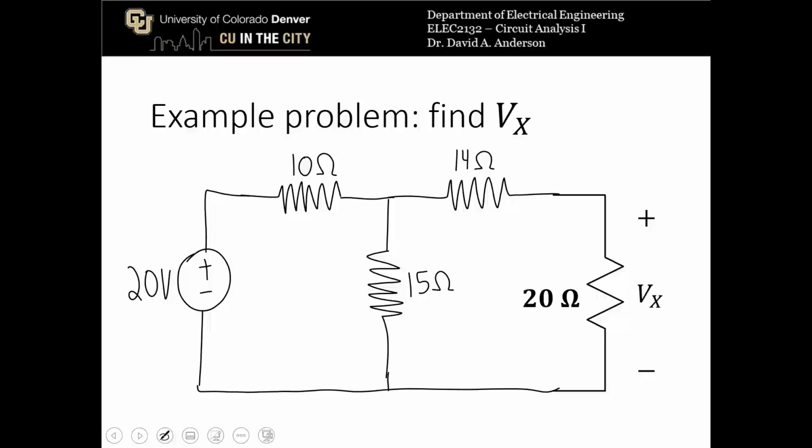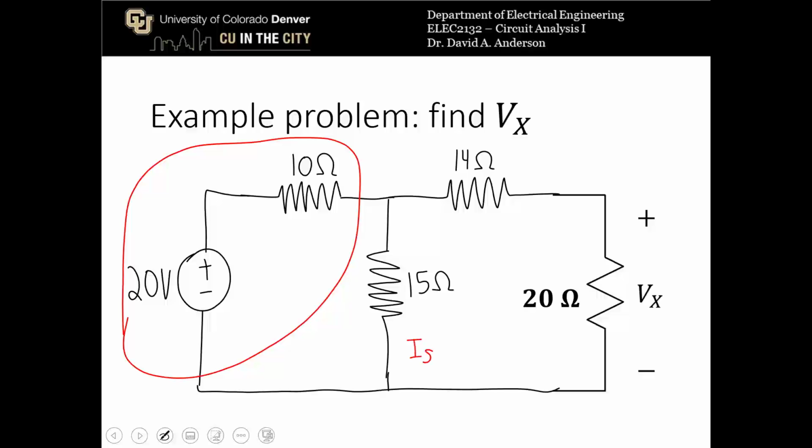So here's a redrawn version of that circuit that I can erase and fill in the source transformations as necessary. The first practical source that I see is right here, a 20 volt voltage source with a 10 ohm resistor in series. So I can transform that into an equivalent current source model by saying that I sub S will equal V sub S divided by R sub S. In this case, 20 volts and 10 ohms, which will be equal to 2 amps.